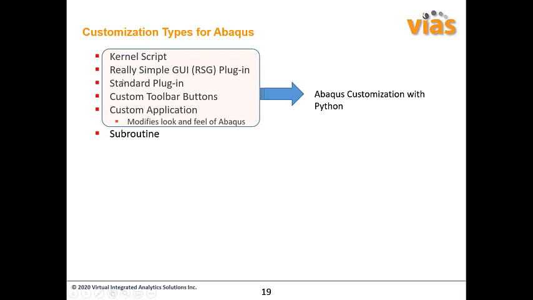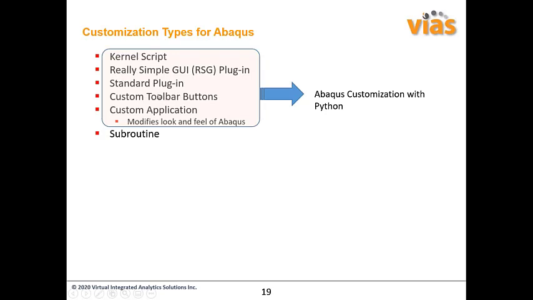The next level after the kernel script is the Really Simple Graphical User Interface plugin. In a kernel script, you will not see any pop-ups or dialog boxes. Here we take one step forward; it's a mix between a kernel script and a graphical user interface. We can bring in some dialog boxes through which you can modify certain parameters. They look graphical, but they are not strictly a complete graphical user interface. That is why they are called RSG plugins.